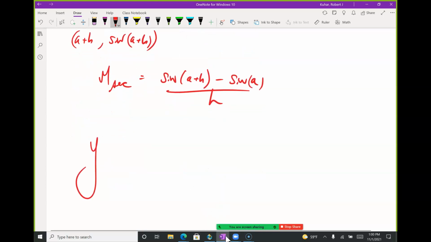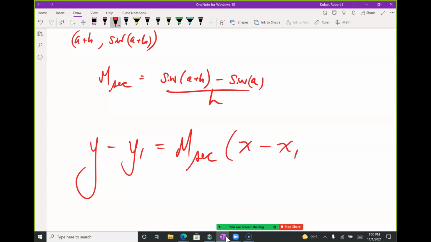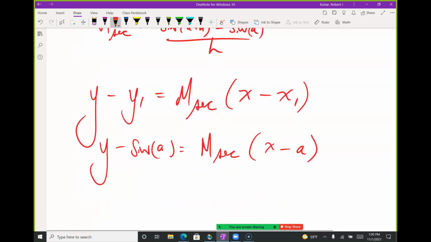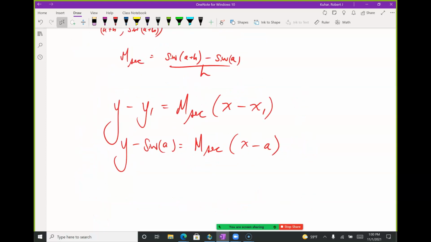So I need y minus y1 equals m sub sec, the slope of the secant line, times x minus x1. And remember, I'm using A, sine of A as my x1, y1. So I'm using y minus sine of A equals that m sub sec, secant line, times x minus A. And that's what I'm putting into the Desmos.